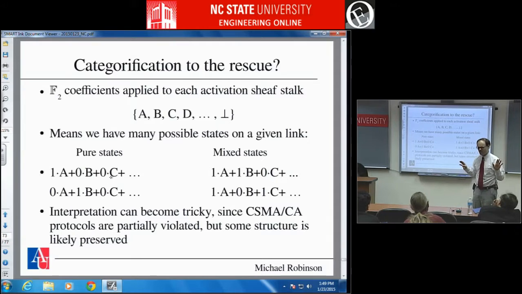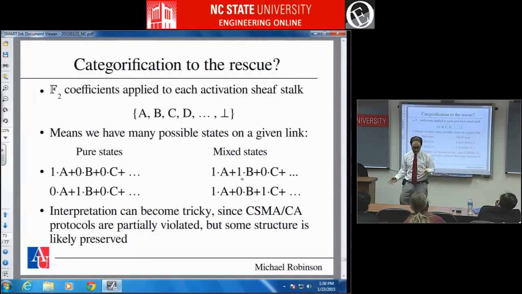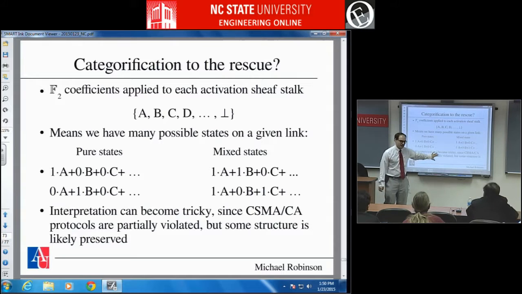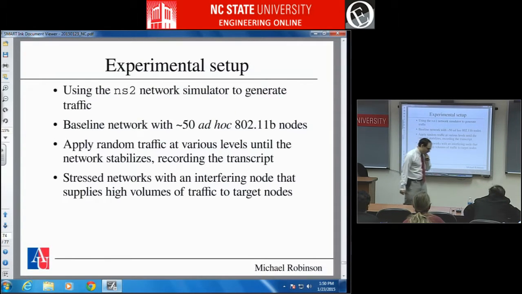But then, unfortunately, something that looks like quantum mechanics shows up, and I end up with mixed states. Transmitter 1 and 2 are not supposed to be transmitting at the same time, but they kind of are. I'm not really sure what that means. Perhaps what it means, in some contexts, is that the link is in a transitionary state. Or it could mean that there's some kind of interference. So this can be really tricky because I'm partially violating the collision avoidance, and I don't quite know what to do with it.